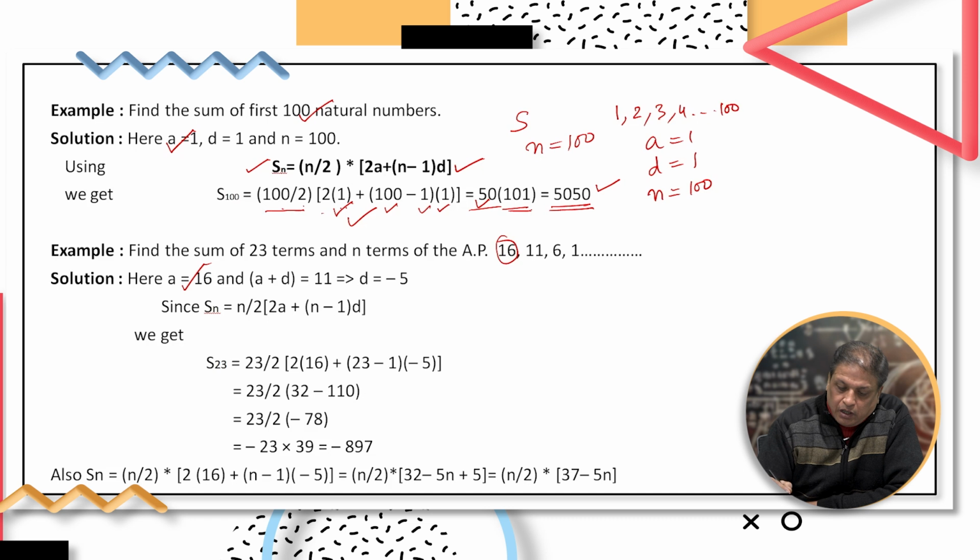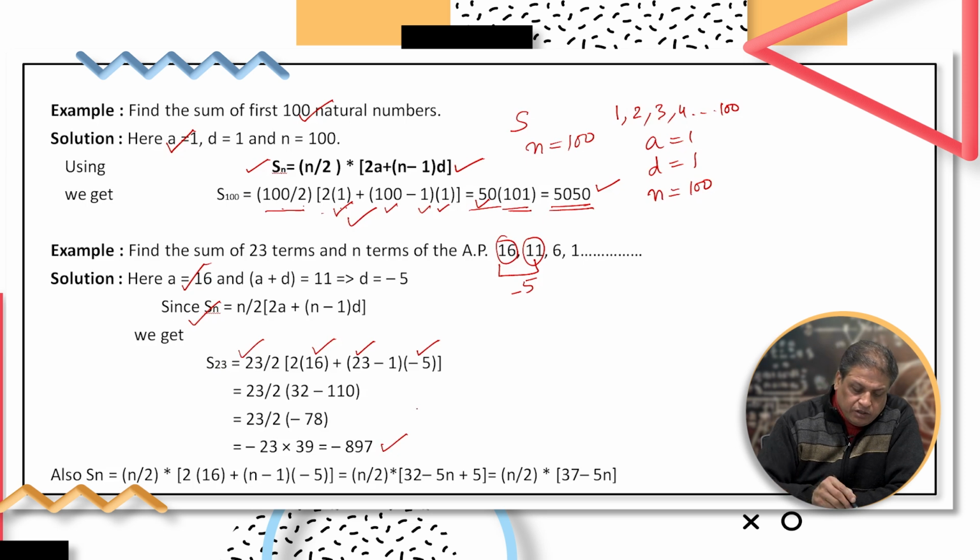So, that means the common difference is minus 5. Now applying the formula Sn is equal to n by 2 into 2a plus n minus 1 into d, for the 23rd term, so n is equal to 23. So, 23 by 2, 2 into a is 16, n minus 1, so 23 minus 1 into common difference minus 5. Solving the expression, you will get the 23rd value is minus 897.